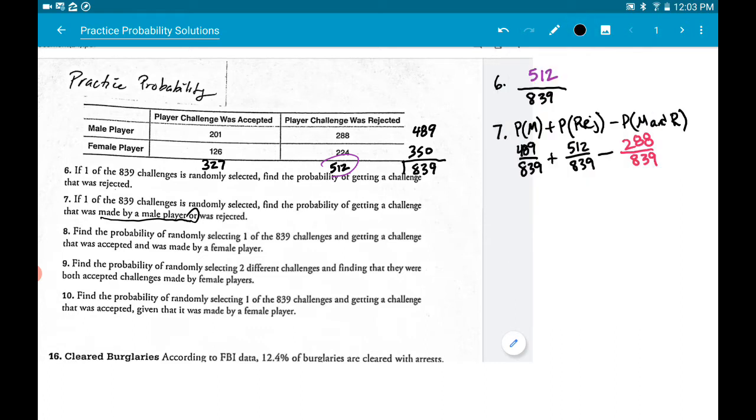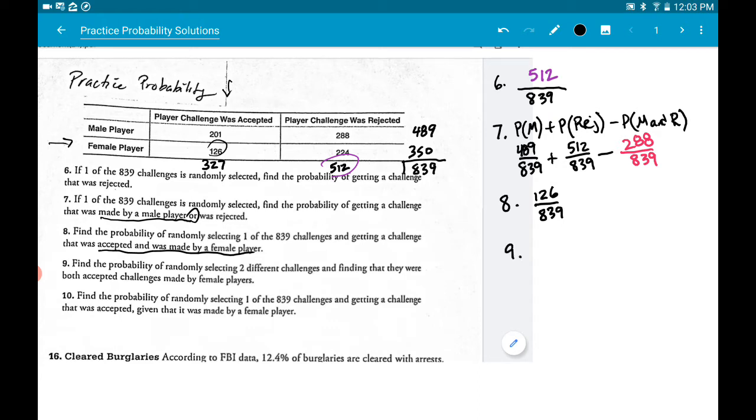All right, number 8. Find the probability of getting a challenge that was accepted and made by a female player. So female players are on this one, accepted's on this one. The overlap here, or the combined, is just straight up 126 over 839. That's it. Don't overthink it.